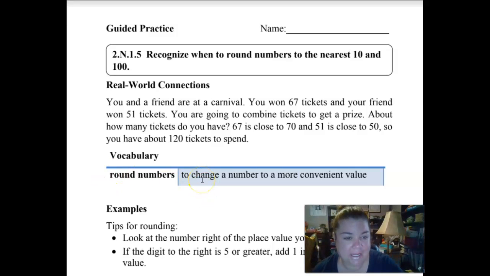Welcome back, mathematicians. This week we're going to work on 2.N.1.5, which tells us that we're going to recognize when to round numbers to the nearest 10 and 100.